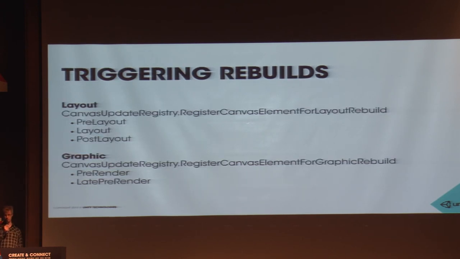So what controls when these rebuild methods are being invoked? This is a class called CanvasUpdateRegistry. And there are two methods that can be called in this class. RegisterCanvasElementForLayoutRebuild: when that is called, it will invoke the layout related callbacks. And when RegisterCanvasElementForGraphicRebuild is called, it will invoke the rendering related callbacks.